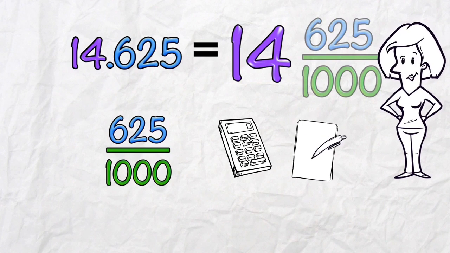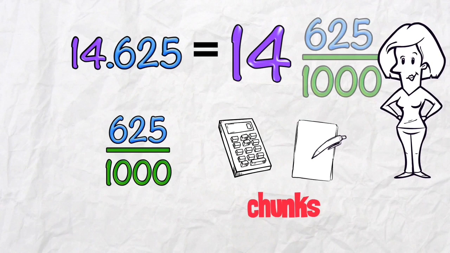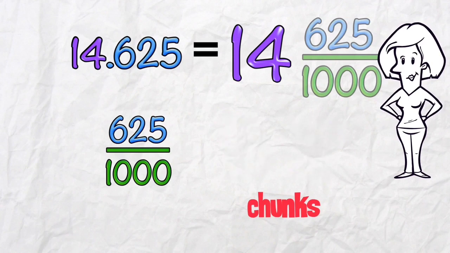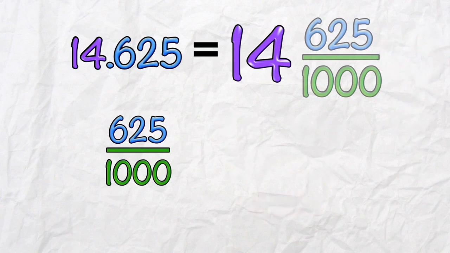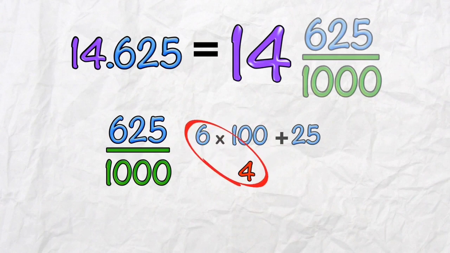Use your pen and copy to find it, or break your number into chunks. I'm going to chunk this problem. Now 625 can be broken down into 6 times 100 plus 25. In each 100 there are 4 groups of 25. Now multiplying 4 by 6, because we have 6 hundreds, we will get 24.